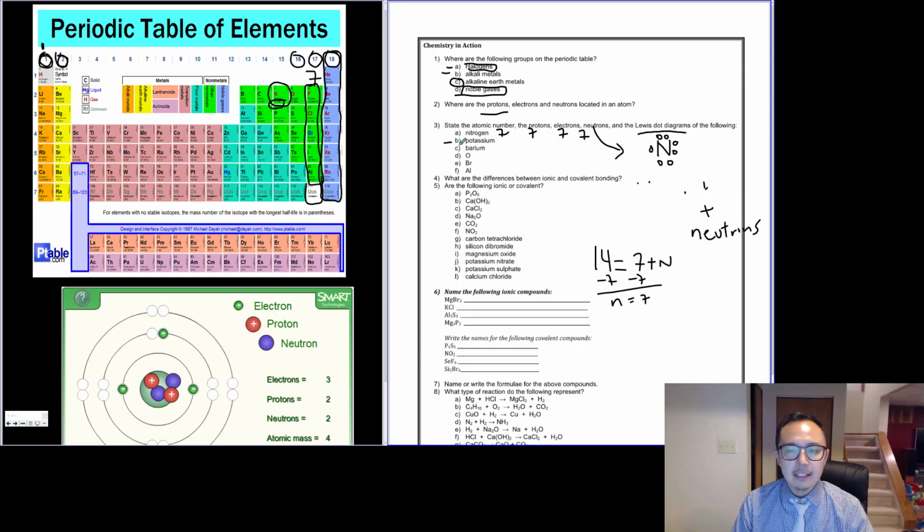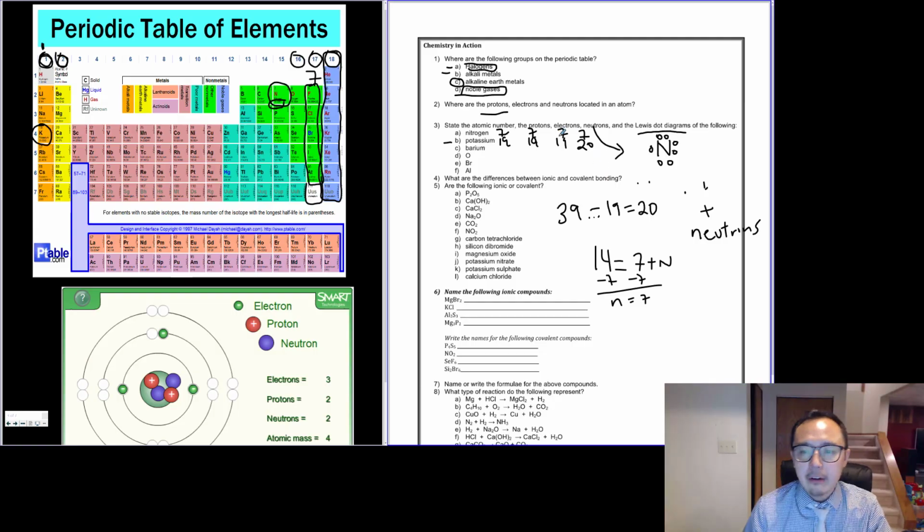So let's look at B, potassium. Potassium is right here. This is number 19, so it should have atomic number 19. Protons is 19, and electrons will be 19. And the number of neutrons depends on its mass. The mass is 39 point something, so I'm just going to round it off to 39. Subtract your number of protons, and your number of neutrons will be 20. That's your number of neutrons.